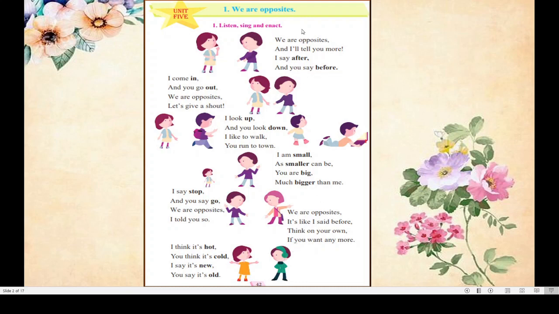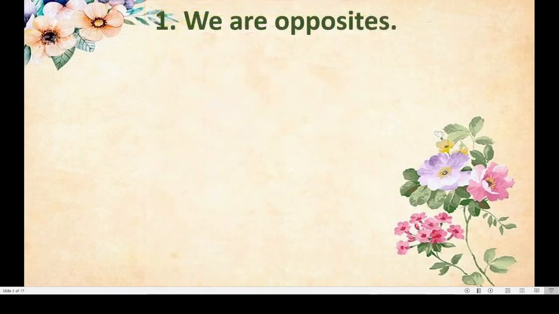We are opposites. Dear children, now we will go through the meaning of this and we will learn some opposite words. Okay? Now we will begin this poem. We are opposites. Here we use this cross sign to write the opposite words.